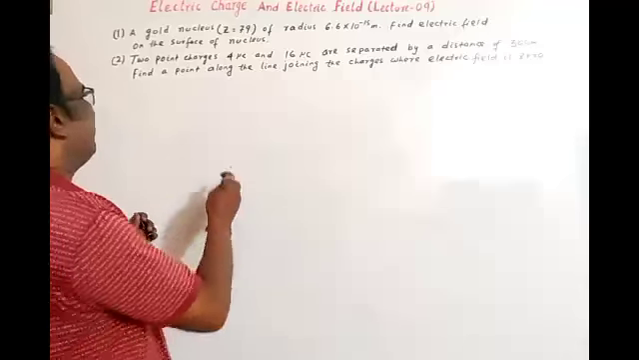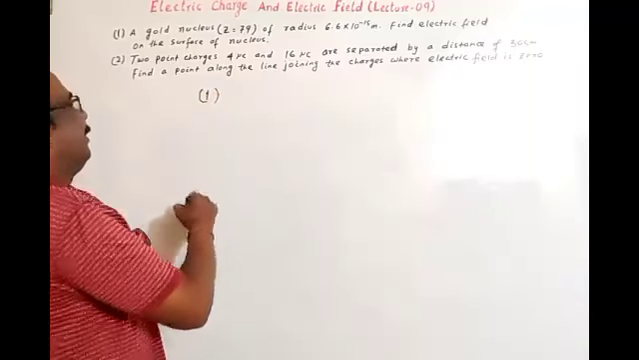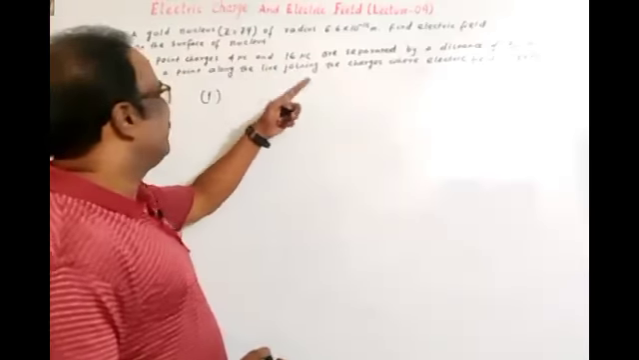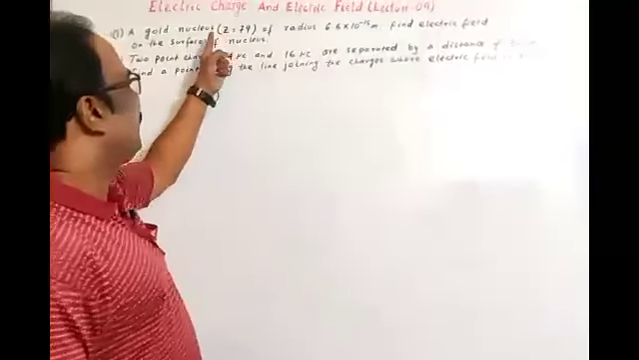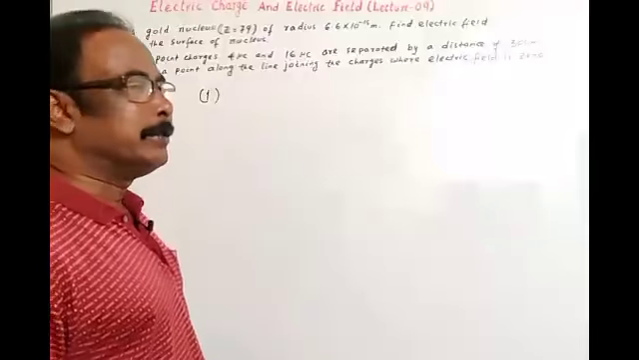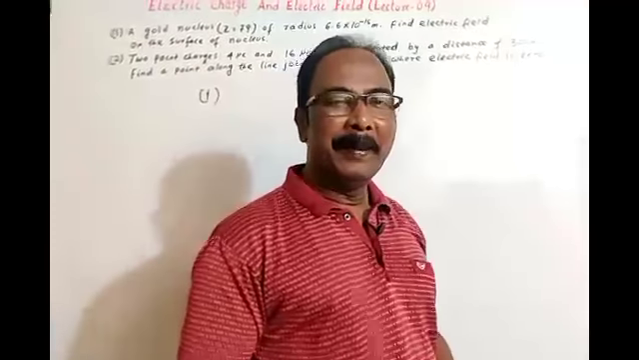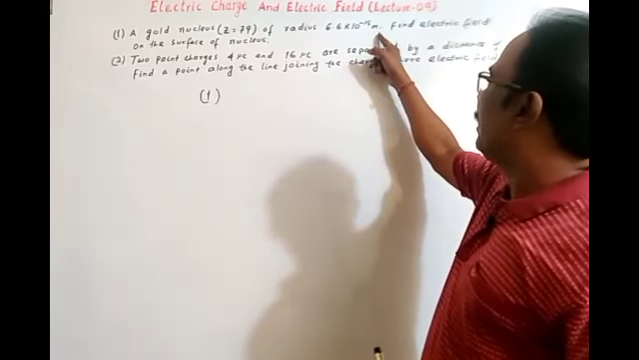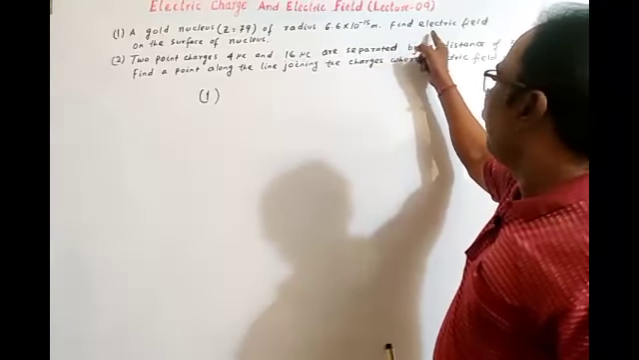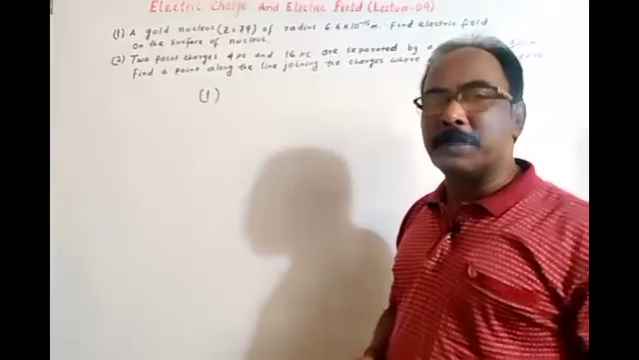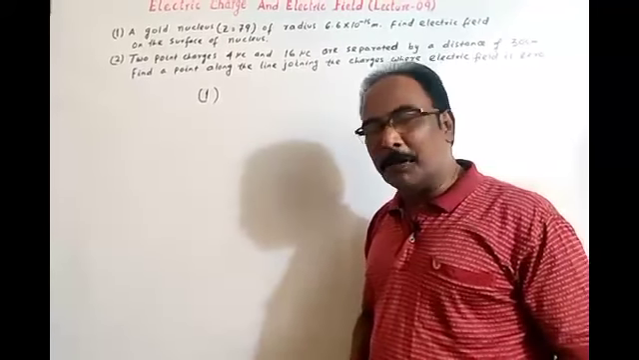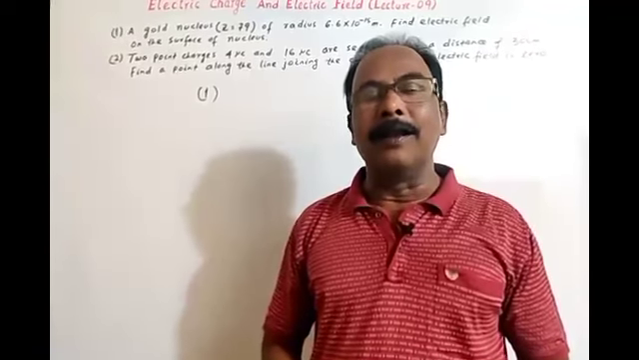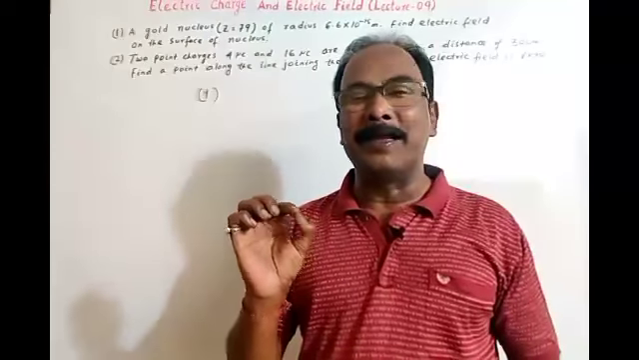Question number 1. I have already written two questions. A gold nucleus of atomic number 79 has radius 6.6 into 10 to the power minus 15 meter. Find electric field on the surface of nucleus. This is the most basic and fundamental numerical on electric field due to a point charge.